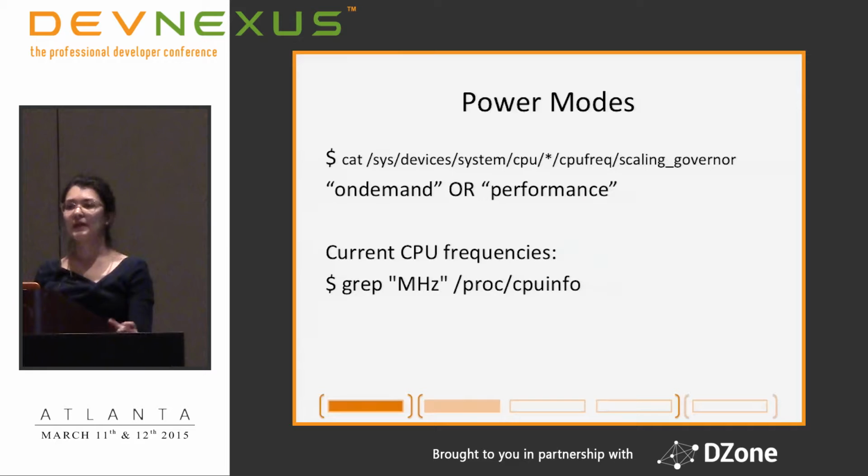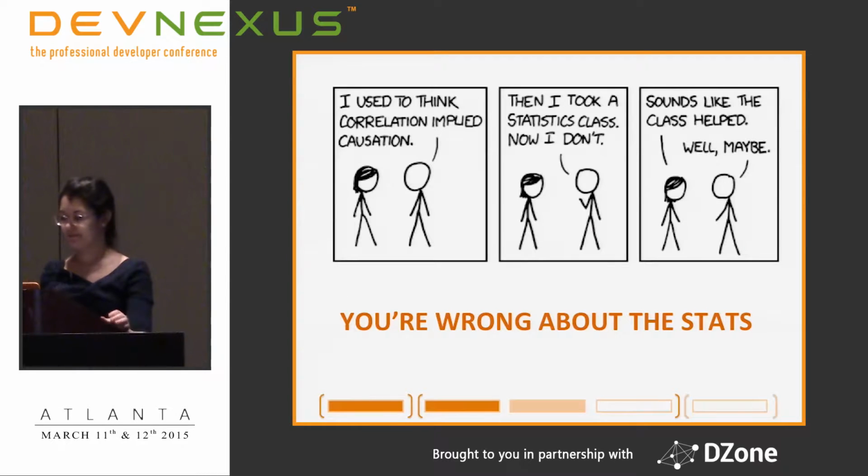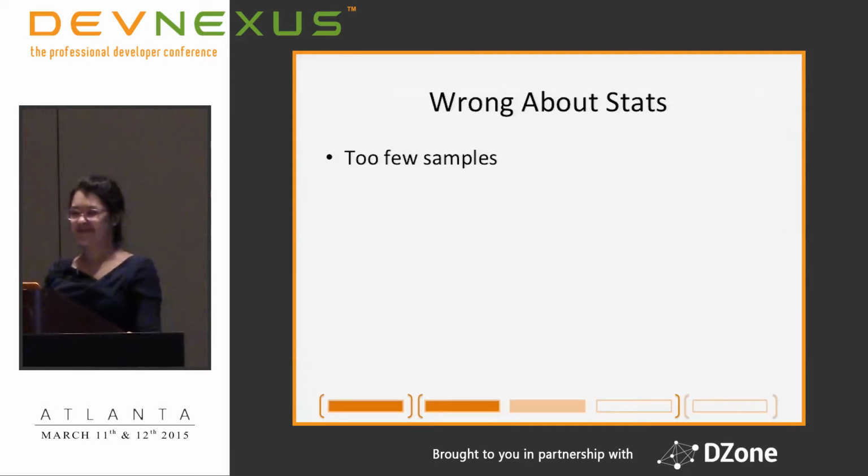OK, so now let's talk about stats. Stats are hard to get right. One of the most common pitfalls when doing benchmarks is taking too few samples. Too few samples just don't give you enough data. And you may also have outliers in that data, in which case you can't really reason what the distribution of the measurements that you got is.